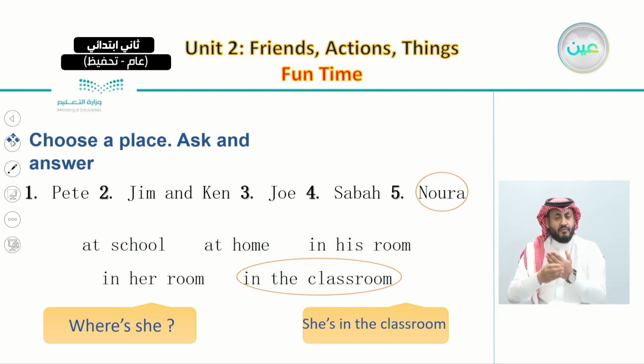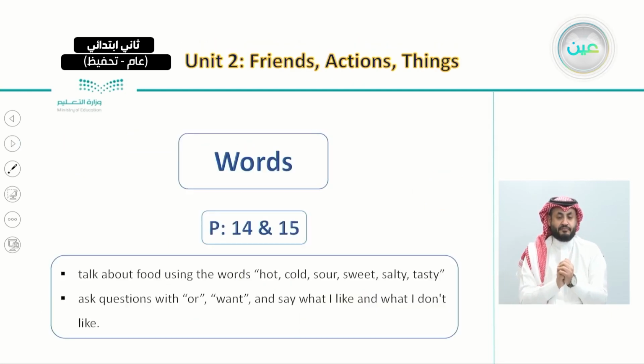So these were the questions we did practice on last time. And now we move to words on pages 14 and 15. And in this lesson, our objectives were to talk about food using the words hot, cold, sour, sweet, salty, and tasty, and also to ask questions or want and say what I like and what I don't like.